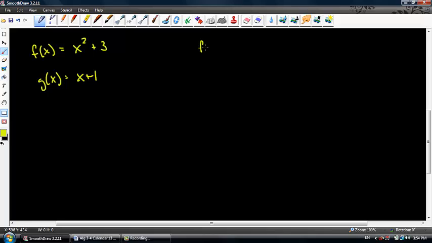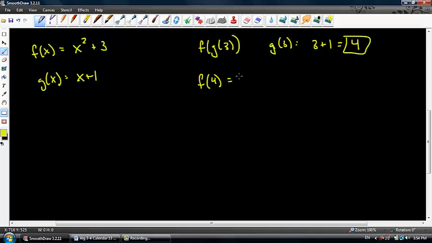Okay, if I asked for f of g of 3, again, take g of 3 first. So g of 3 is equal to 3 plus 1, which is 4. And now I'm looking for f of 4. Well, f of 4 is 4 squared plus 3. 16 plus 3 is 19. So therefore, f of g of 3 equals 19.